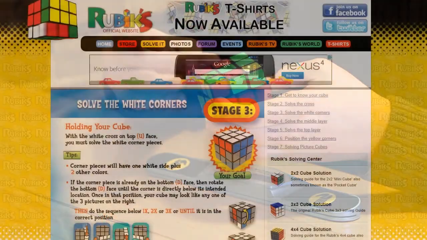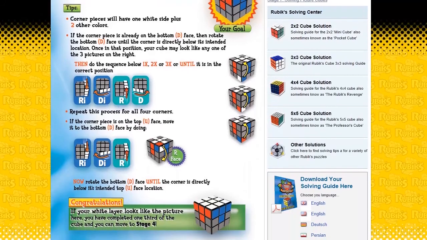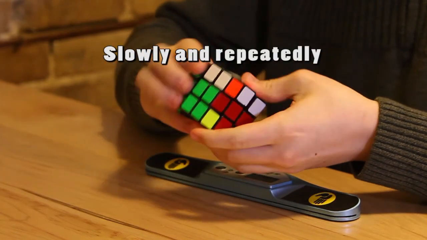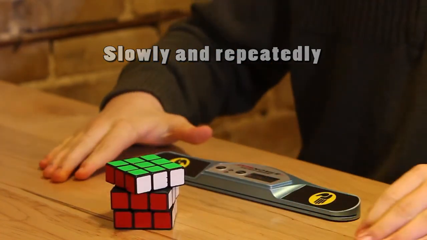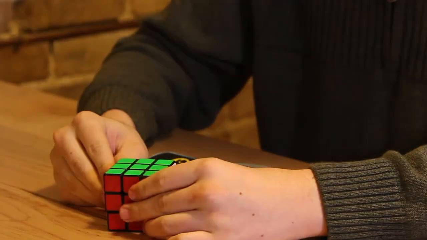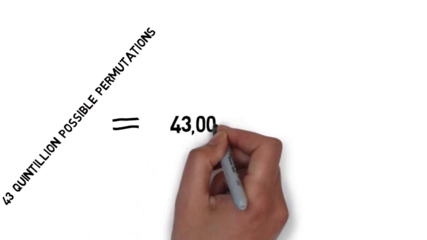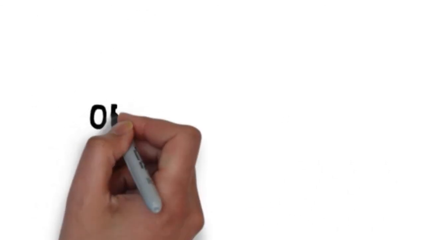Well, the answer is they need directions, either written directions or someone showing them the algorithms needed to solve the cube. Did you know that a 3x3 Rubik's Cube has more than 43 quintillion possible permutations? That is 43 with 18 zeros after it, or 43 billion billions.